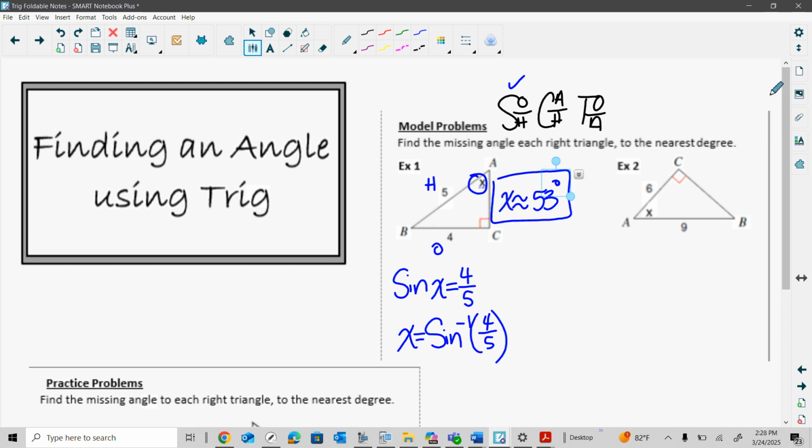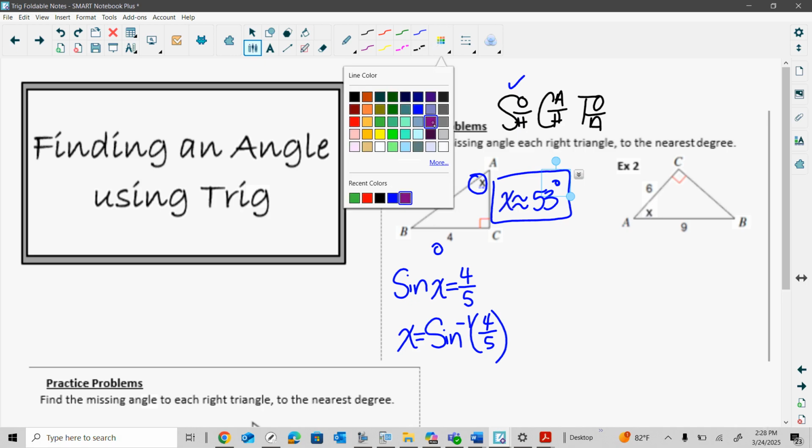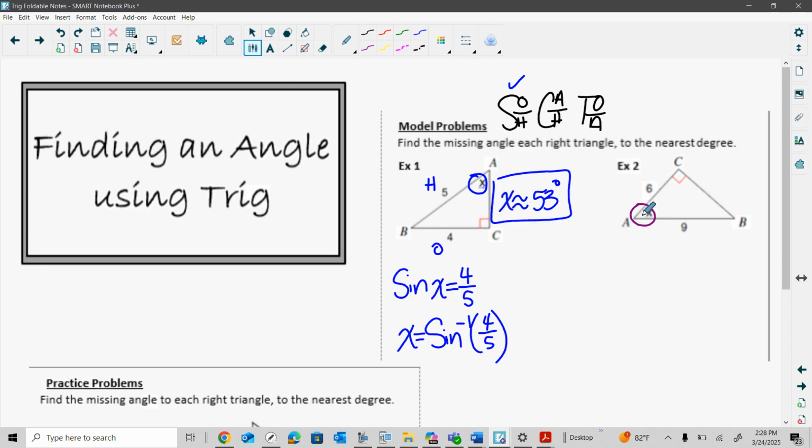All right, so let's try example 2 here. If this is my angle x, 6 would be the adjacent side, so that's the A. And across from the right angle is always the hypotenuse, so A and H is cosine. So we would do cosine of x equals the ratio A over H, adjacent over hypotenuse. So that would be 6/9. But the x is what we're trying to find, so we have to do the inverse. So x equals cosine inverse, cosine -1, of 6/9.